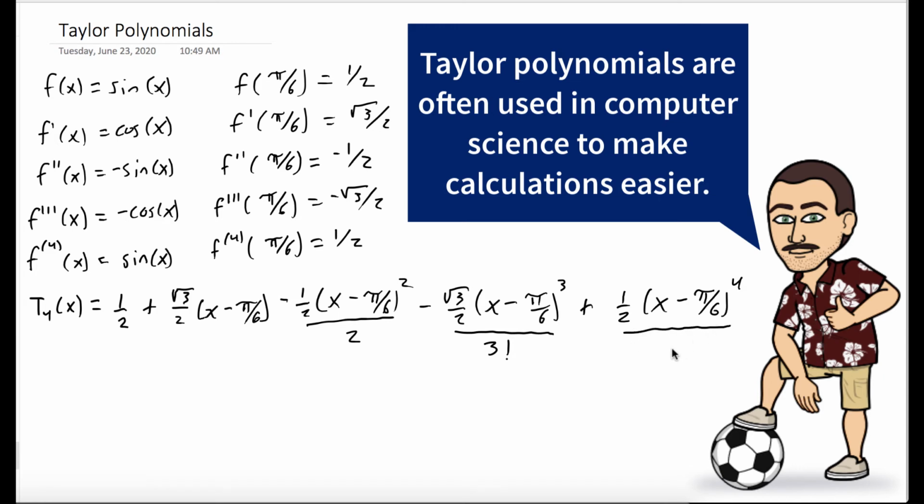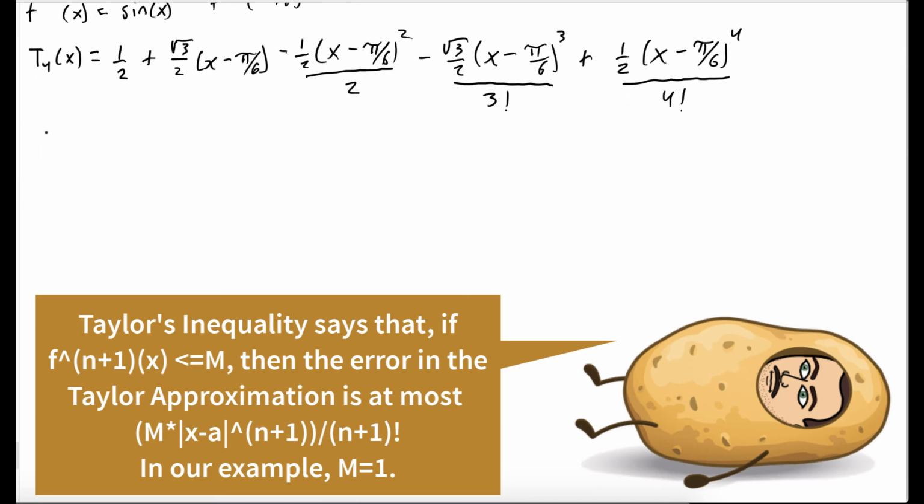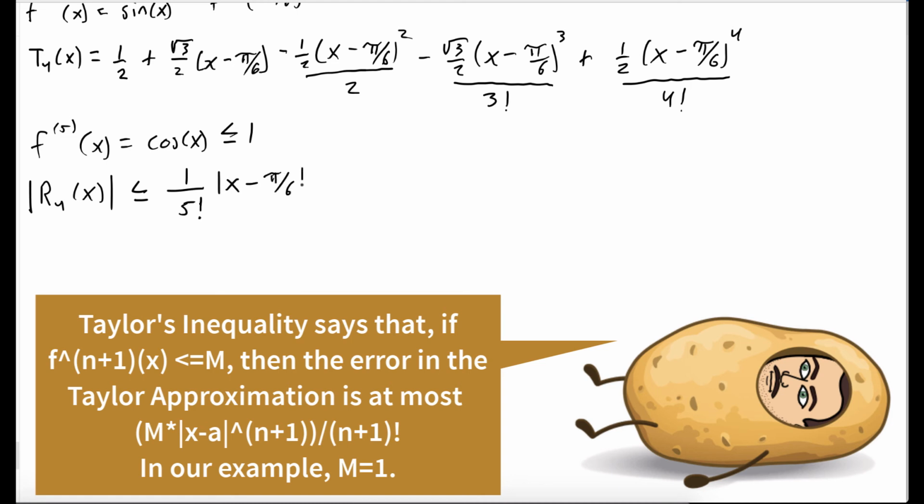Now, in order to figure out how accurate our Taylor polynomial is as an approximation, we're going to need to take the derivative of our fourth derivative. So we need the fifth derivative, and we want to find what its maximum value is on our interval. Well, cosine of x is at most 1 on any interval, so we'll use 1 as our bound. And so we know from Taylor's inequality that our error is at most this number 1 we just discovered, over 5 factorial, times the absolute value of x minus pi over 6 raised to the 5th. The 5s come from the fact that it's 1 more than 4.